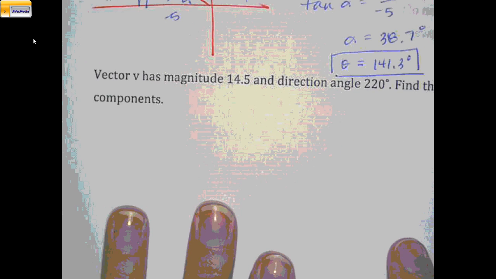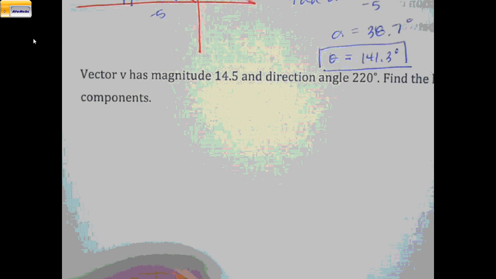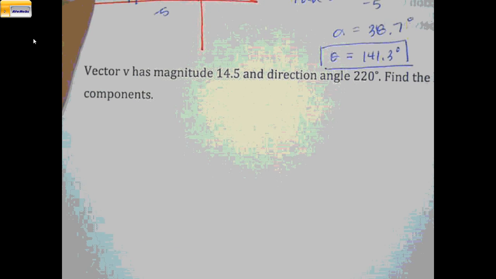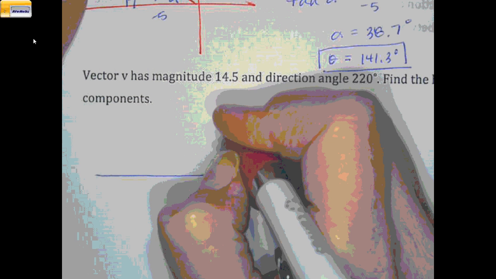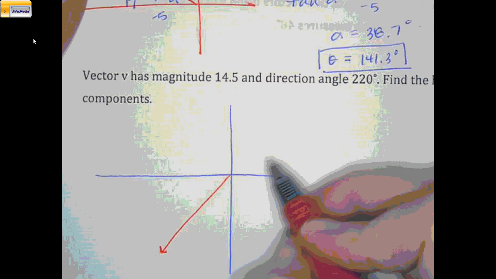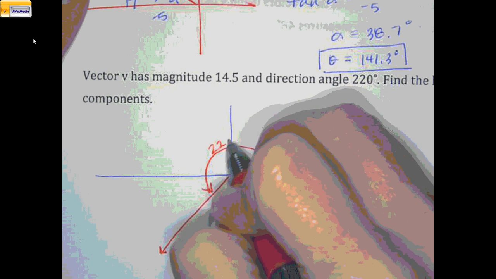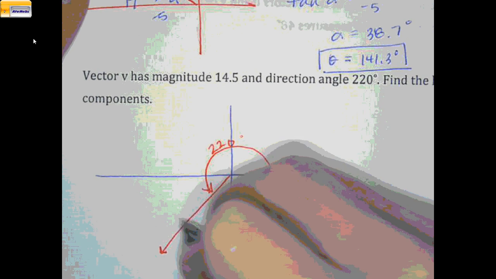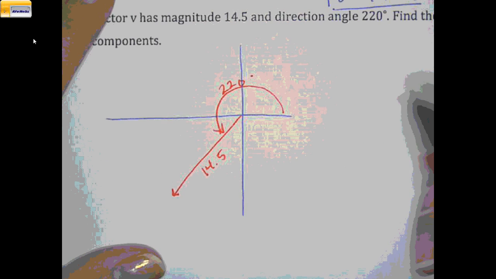Terrific. Next, vector v has a magnitude 14.5 and a direction angle of 220. Find the horizontal and vertical components. So you're looking for x and y, basically. So we draw 220 degrees, and that's down here in the third quadrant, right? Yeah. And this whole angle right here is 220 degrees. The magnitude, length, is 14.5. So we draw a little triangle.